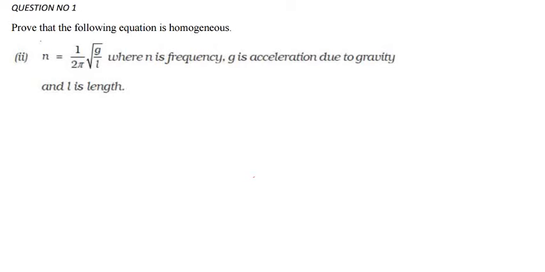Okay, so now in this case we have been told that n is equal to 1 over 2 pi times the square root of g over l, where n is frequency, g is acceleration due to gravity, and l is length. Now when we are dealing with dimension analysis, we always work with what we call the base units.